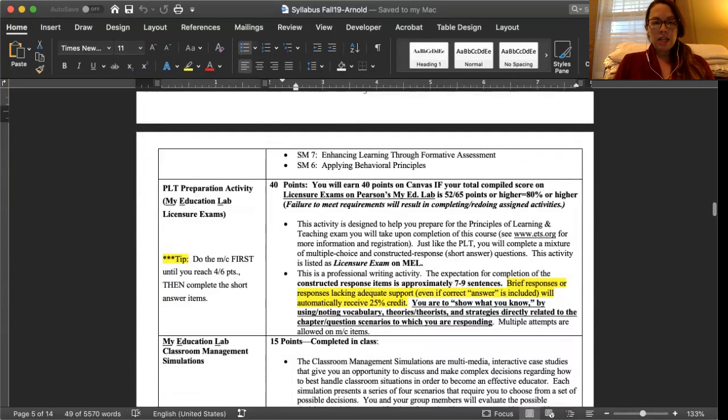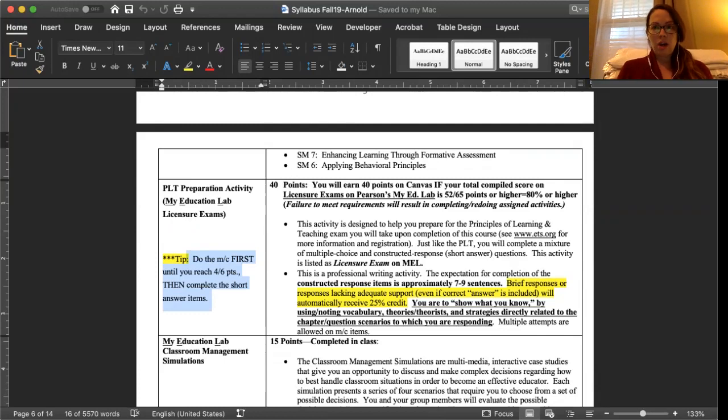The PLT activities, these are licensure exams. Here is a tip to do the multiple choice before you do the short answer items. These are worth 40 points. These are an all or nothing. So I go in and I grade them as you're going, but they don't go into the Canvas grade book until the end, because again, it is an all or nothing.